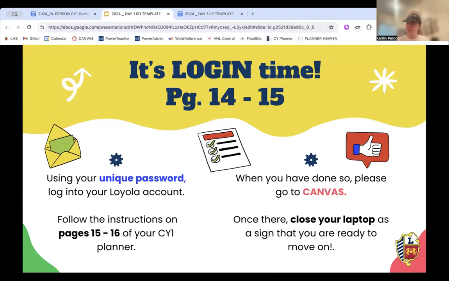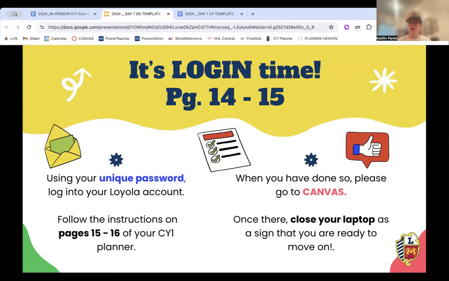So you're going to open your planners, page 14 and 15. In front of you have a unique password page. I'd love for you to go ahead and get this unique password and log into Loyola's account via OneLogin. I want you to change the password to something that you will remember. I'd love for you to write it down, maybe in your planner somewhere, or just have it ready.